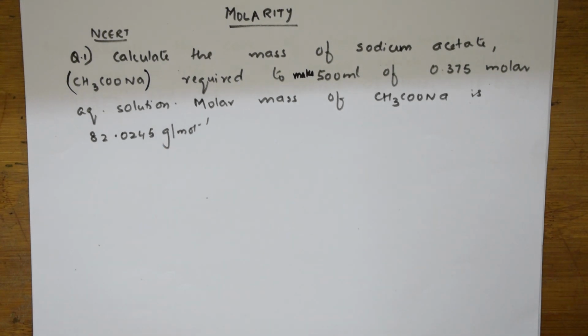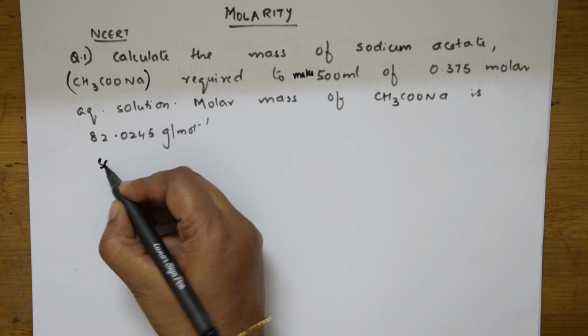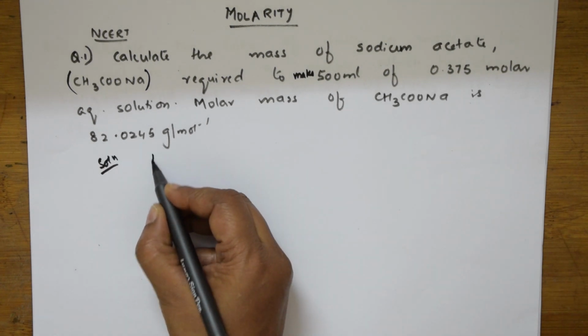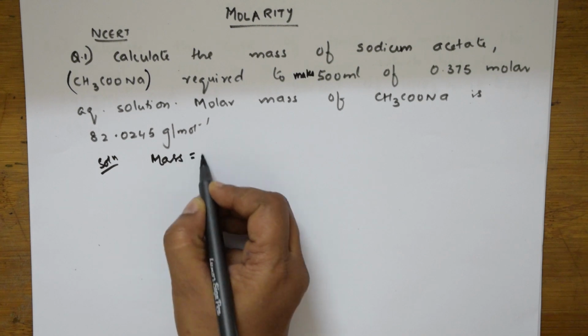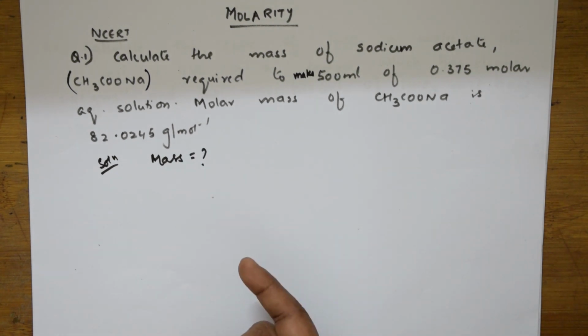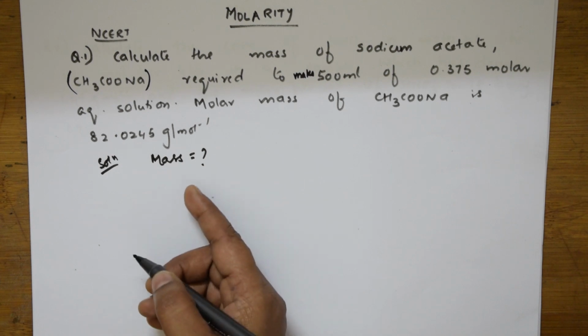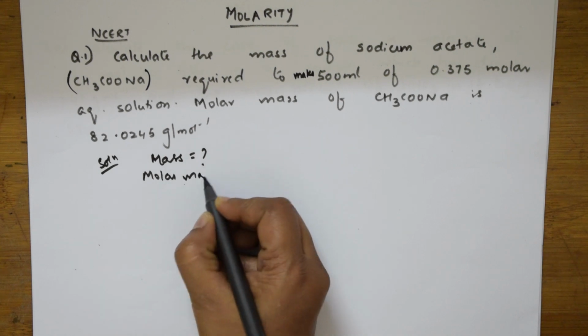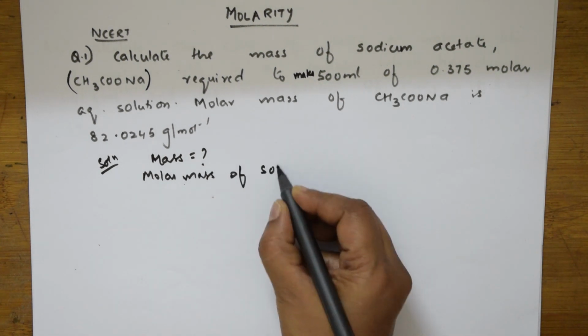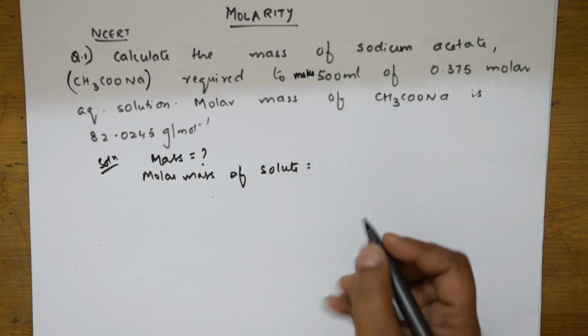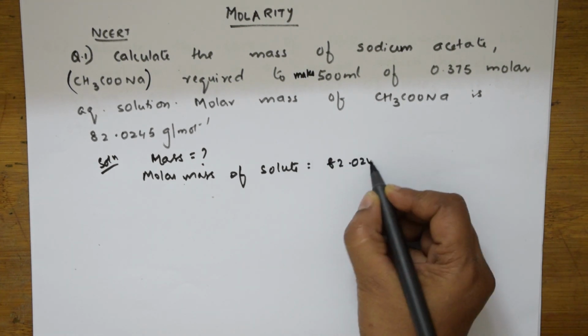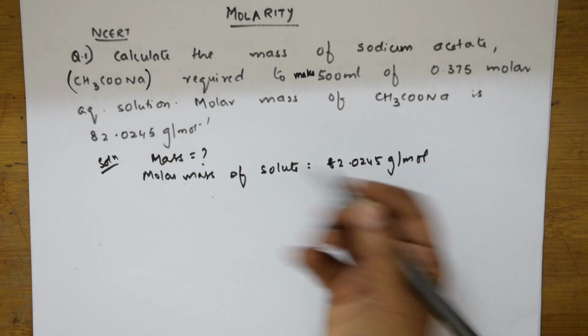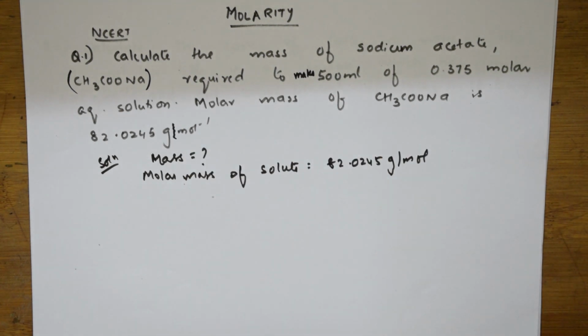So basically, what did they ask me? They asked me to calculate the mass. Fine. So for such things, first of all, when they have given you such data, try to first note what is given to you. I need to find mass, right? So what else is given to you? They've given you the molar mass of solute. Solute is nothing but sodium acetate. It is given 82.0245 gram per mole. Okay, right? Done.